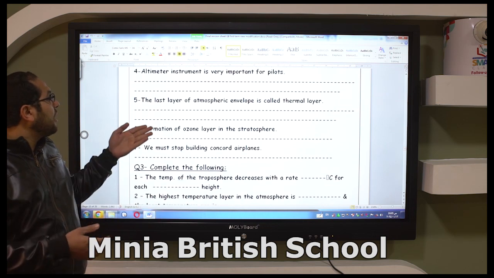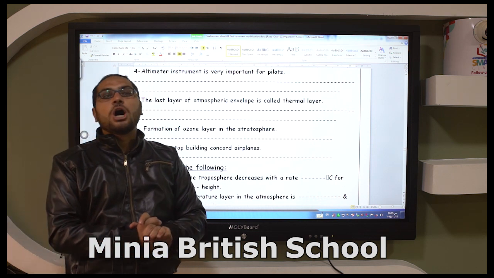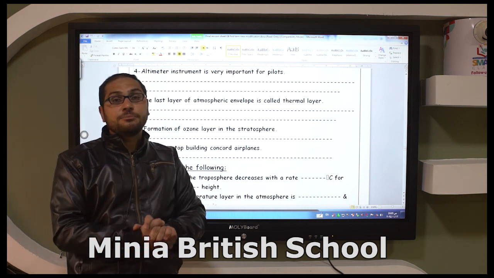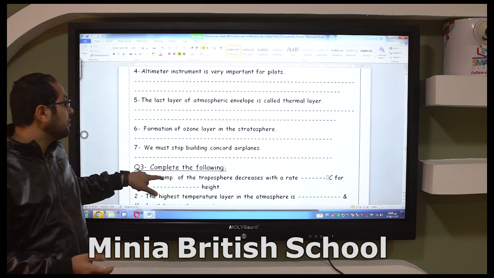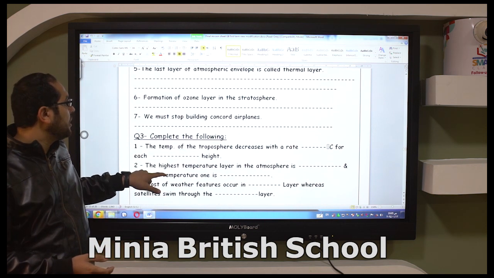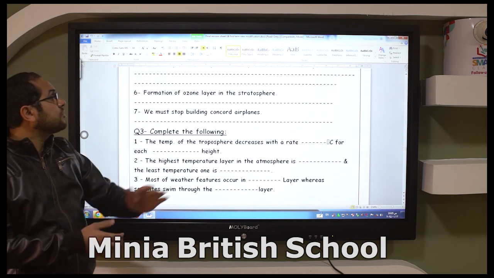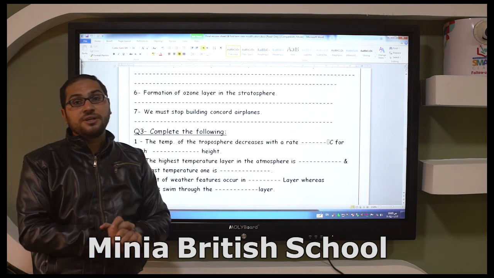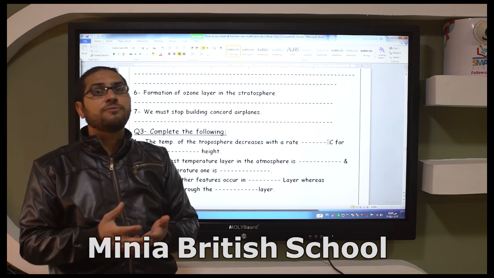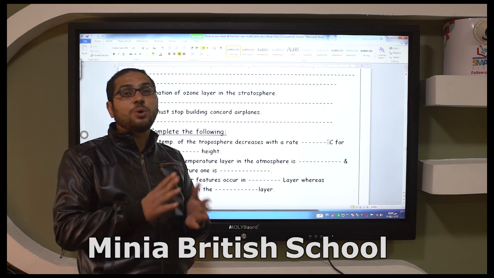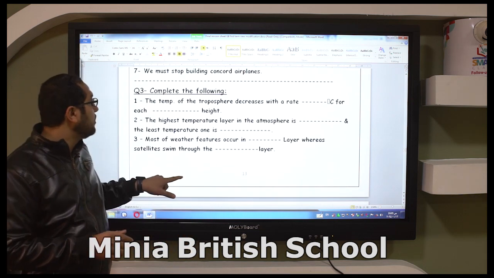The last layer of the atmospheric envelope is called the thermal layer because it is the hottest layer and its temperature reaches 1200 degrees Celsius. Formation of the ozone layer in the stratosphere. Why? Because this layer contains a suitable amount of oxygen that faces the ultraviolet rays.